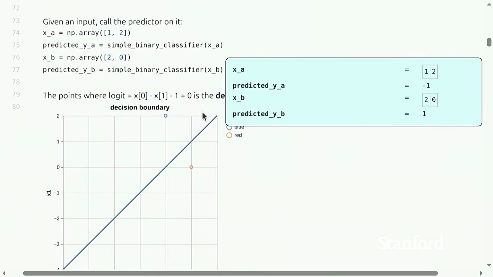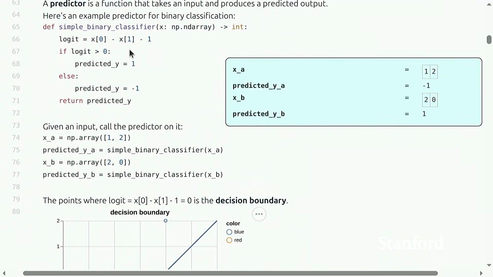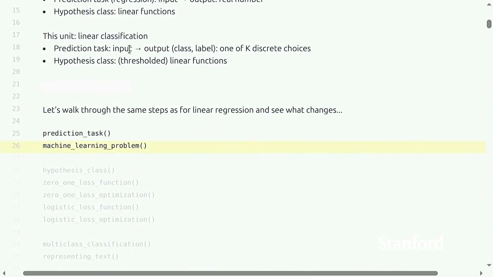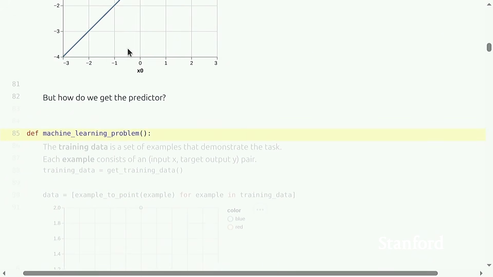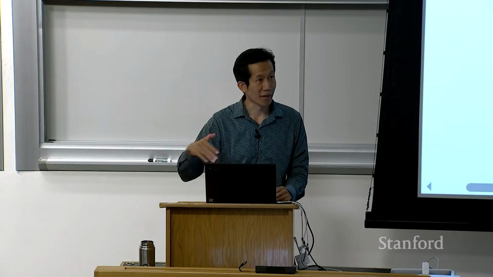So far, I just wrote down by hand a particular predictor, but of course, when we're doing machine learning, we're not interested in writing predictors down by hand. We want to learn them. So remember from last time, just a bit of terminology. The training data is a set of examples that demonstrates the task. In particular, each example is an input-output pair, where the input is usually denoted x, and the output is denoted y, which is the target, what we want an ideal predictor to produce.